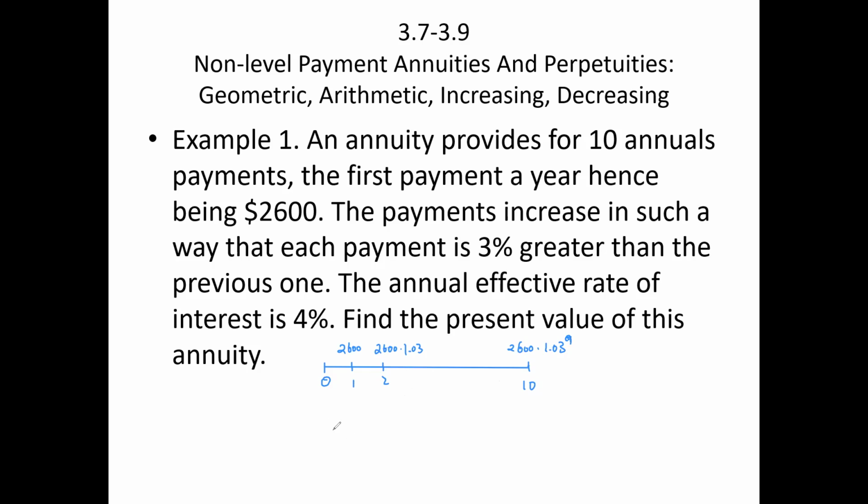So we can use the formula, the present value equals Q, which is 2,600, times 1 minus, 1 plus G, where G is 0.03, over 1 plus the interest rate 0.04, to the n, where n is 10, then divided by I minus G. And it's $23,945.54. Okay, and that's this problem.